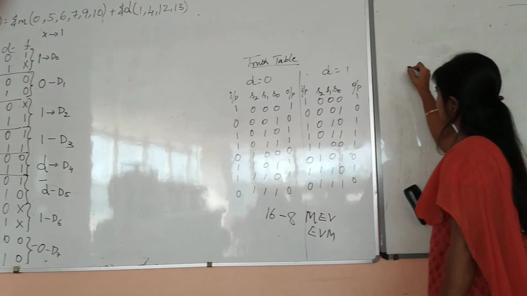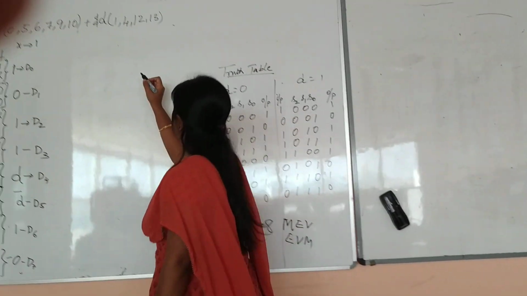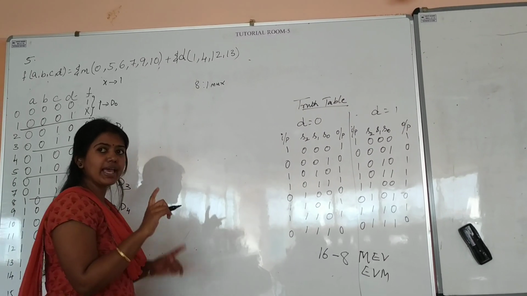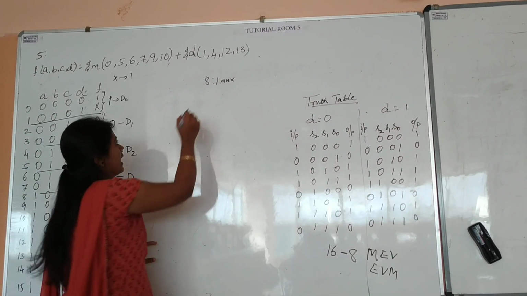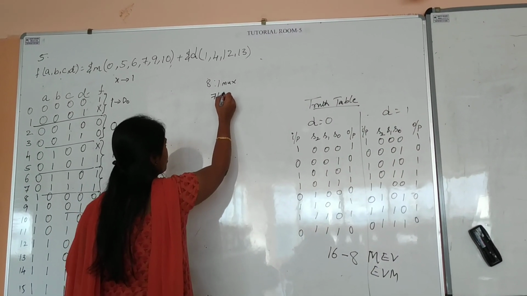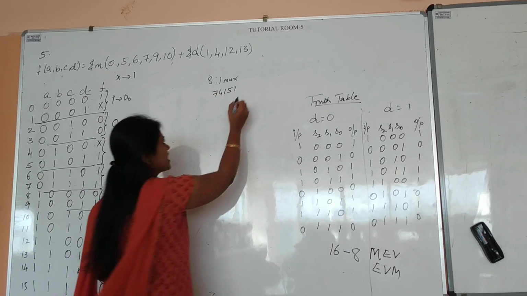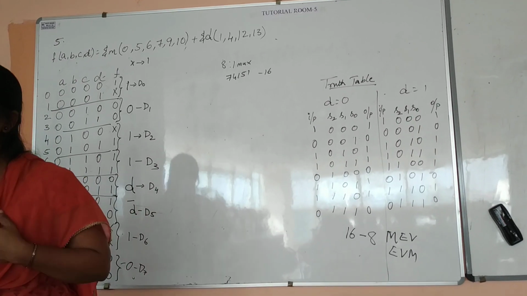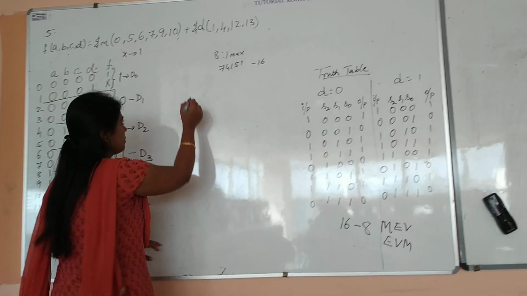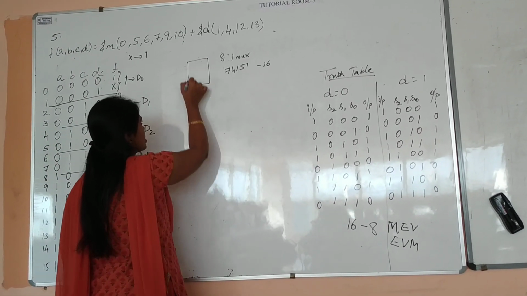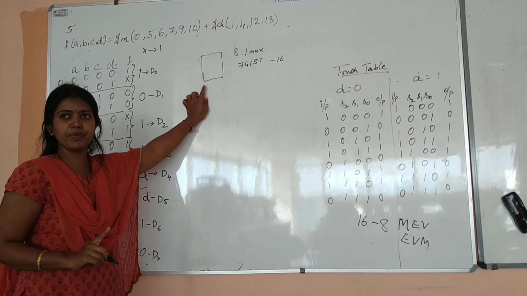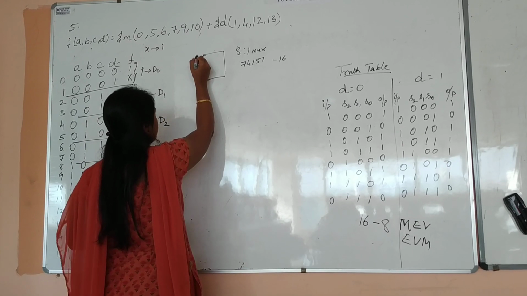So coming to the circuit diagram, you need to know the pinout diagram of the 8:1 MUX IC. We have a ready available IC for this. IC number is 74151. It is a 16-pin IC. You can refer to the pinout diagram which is present on page number 37. That pinout diagram will tell you the function of each and every pin, which is given by the manufacturer.